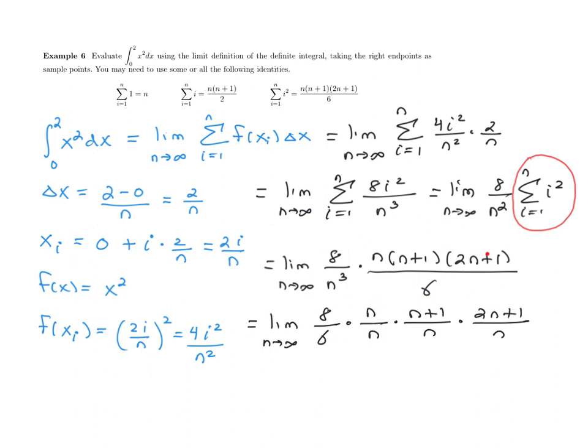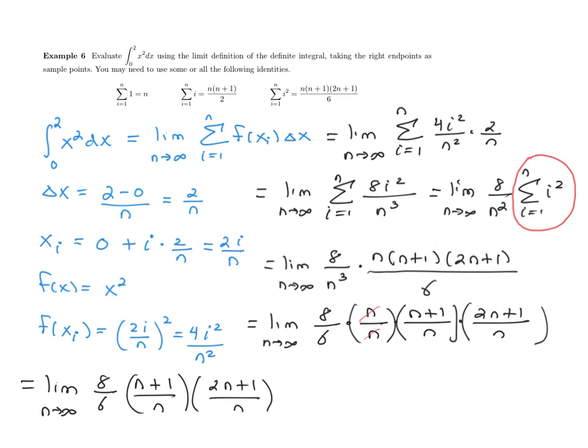This is equivalent to this. If you multiply the denominator, you get 6 times n times n times n. That's 6n cubed. And the top is 8 times n plus 1 times 2n plus 1, which is this. But I claim that as n goes to infinity, we can easily figure out what happens to these parts of the product. Well, first of all, we can just even cancel those n's. I mean, those are gone. This is the limit as n approaches infinity of 8 over 6. Then we have n plus 1 over n. And then we have 2n plus 1 over n.